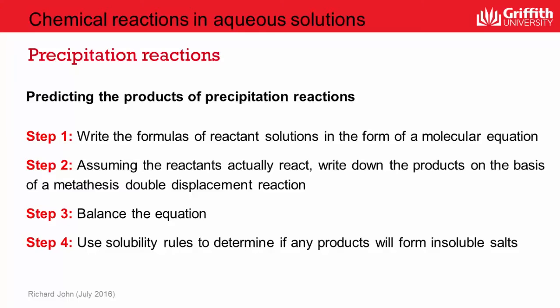Will any insoluble salts form? If so, we are going to get a precipitation reaction occurring. And then finally, if you need to write out the net chemical change that's actually happening, then write out the full ionic equation, cancel out the spectator ions, and you can get to the net ionic equation.